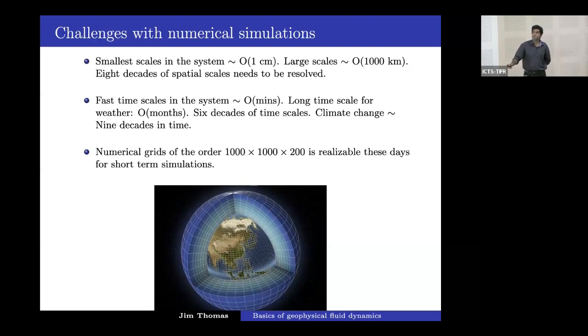For short-term simulations, you could run days or weeks at this spatial resolution, resolving fine time scales. But you can see this is just 1,000. So we are far from resolving 8 decades, and this still wouldn't resolve even 6 decades. It would resolve 4 or 5 decades of time scales. So we're very far from resolving all the time scales and spatial scales required for this problem.